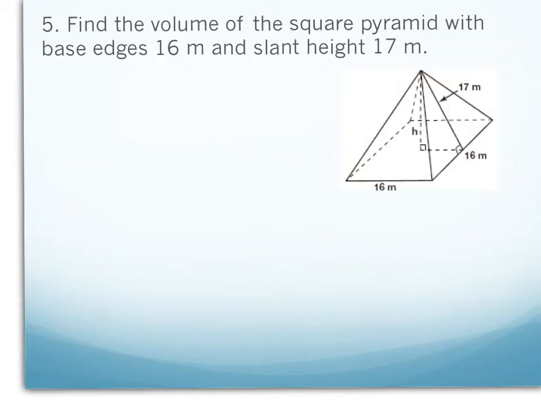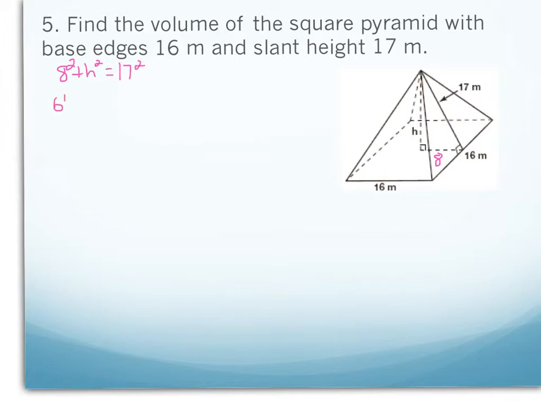Number 5 says find the volume of the square pyramid with base edges 16 meters and slant height 17 meters. Okay, so you notice that we have a right triangle formed. If the base edges are 16, then that makes the base of our right triangle 8. Our hypotenuse is 17, and we want to find our other leg, which is the height. So using the Pythagorean theorem, 8 squared plus h squared equals 17 squared.